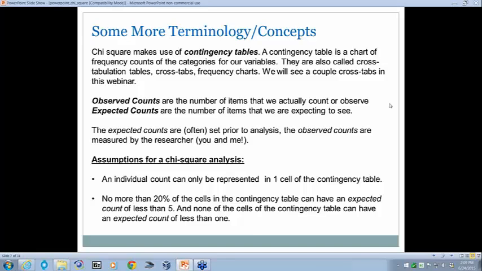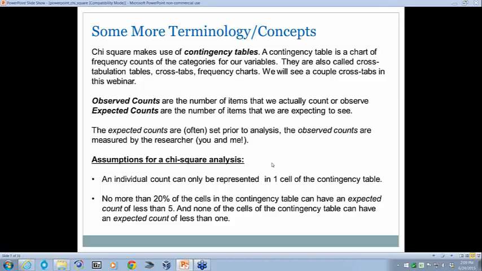Observed counts. Those are the number of items that we actually count or observe when we're doing our study, and we're looking at how many M&Ms are in a bag. That is an observed count. Okay, an expected count, that's the number of items that we would expect to see. We aren't counting them. It would just be from the formulas that we derive. Actually, the chi-square test brings back the expected values in a lot of the instances in the software. We'll learn more about this as we go through it. Expected counts are often set prior to analysis, but the observed counts are measured by the researcher, which would be you or me.